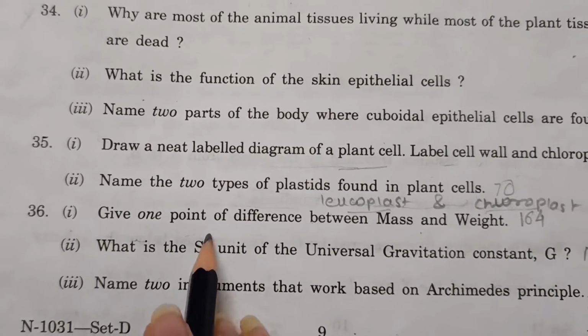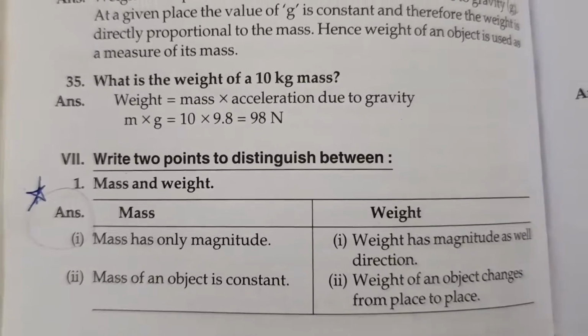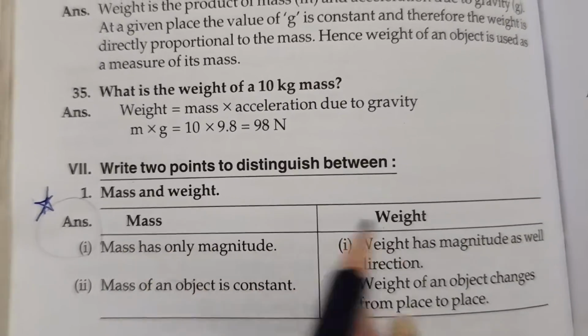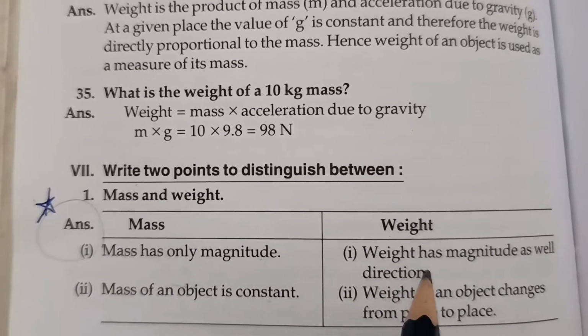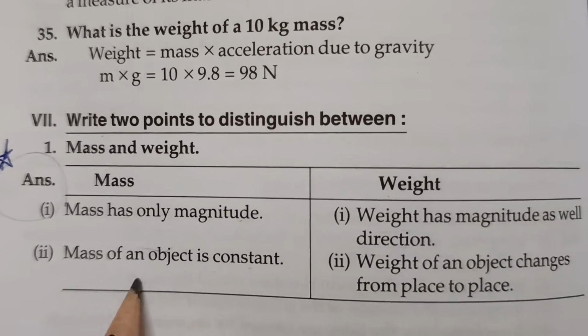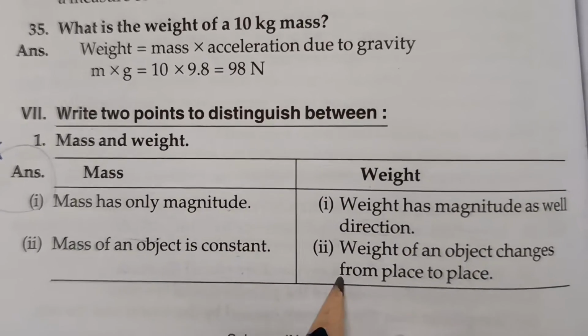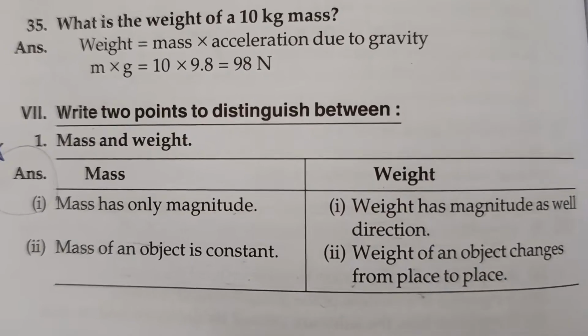36. 1. Give one point of difference between mass and weight. Difference between mass and weight. First point, mass has only magnitude, whereas weight has magnitude as well as direction. Second, the mass of an object is constant, whereas the weight of an object changes from place to place.